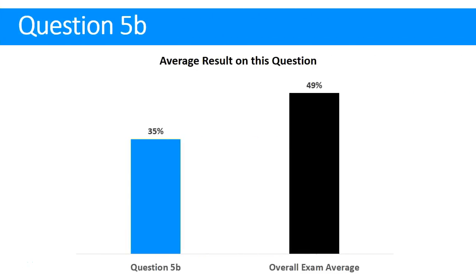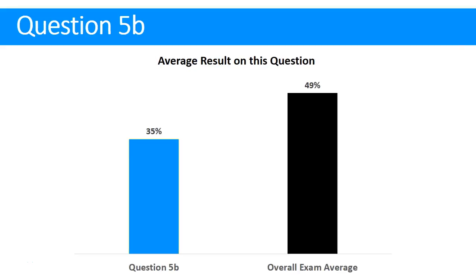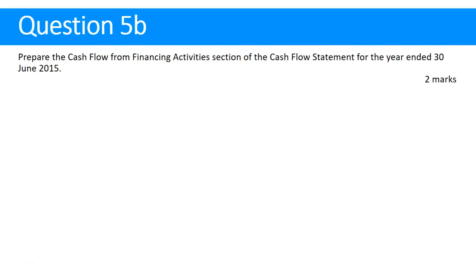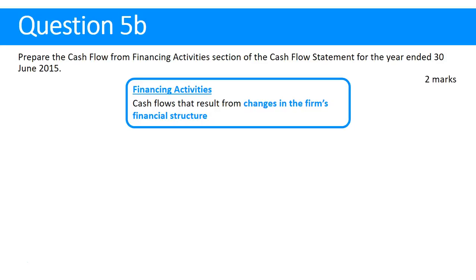5b was a difficult question. The average was only 35%, one of the lower averages for the entire paper. And what you're asked to do is prepare the cash flows from financing activities section of the cash flow statement for the year ended 30th of June.